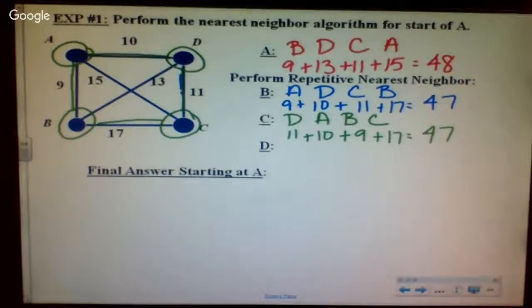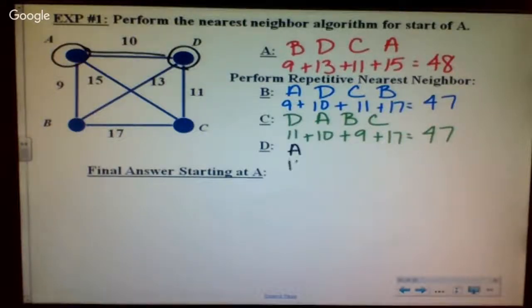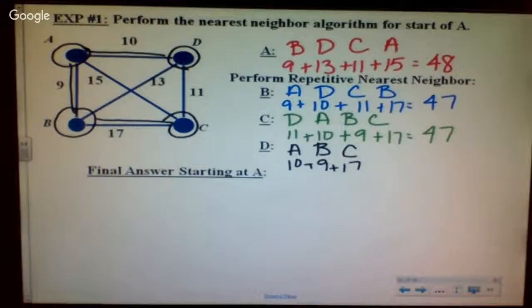We've got one more vertex to start at. We have to start at D. Nearest neighbor, A. 10. Then B, 9. Must go to C, 17. And then finally back to D, which is 11. And you said what? 47. This one's 47 again.